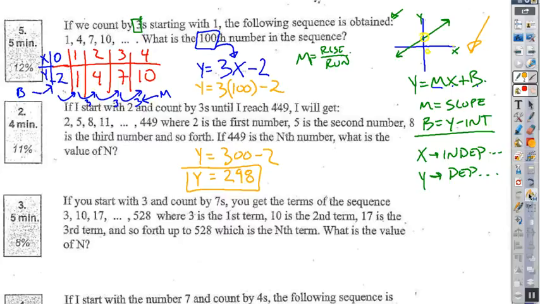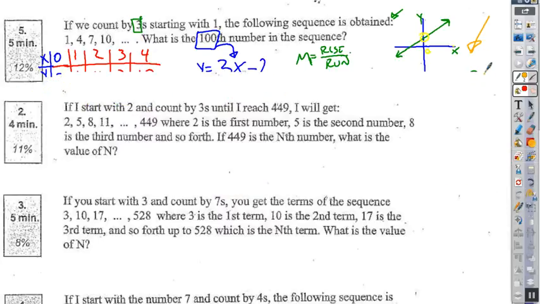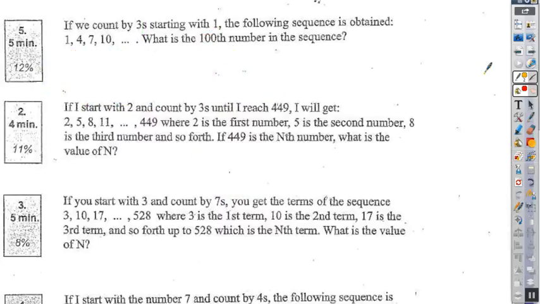Now that you've written y equals mx plus b on your paper, let's take a look at problem number 2. If I start at 2 and count by 3s until I reach 449, I will get 2, 5, and so forth, where 2 is the first number and 5 is the second. If 449 is the nth number, what is the value of n?